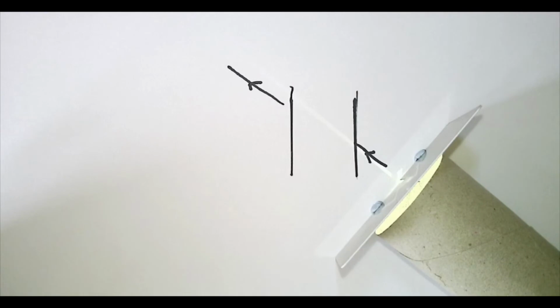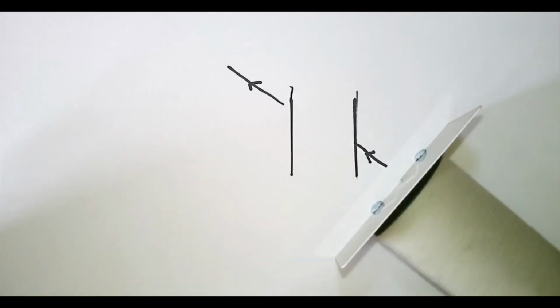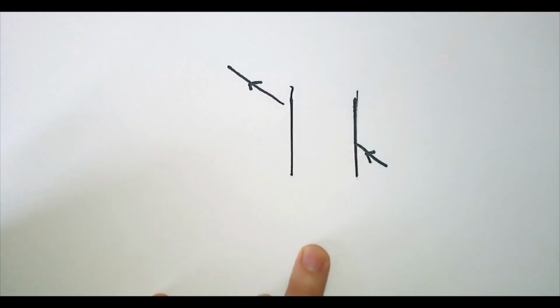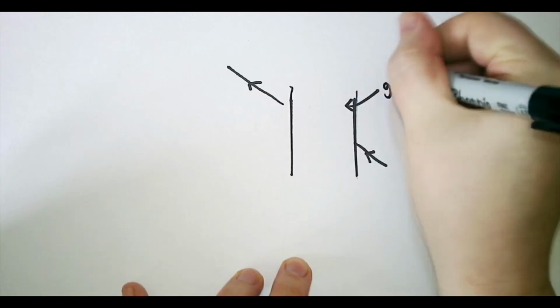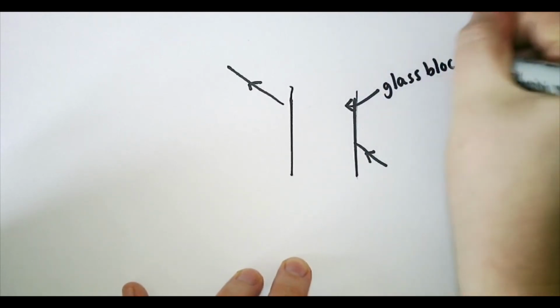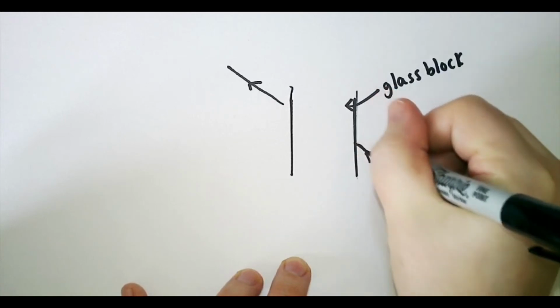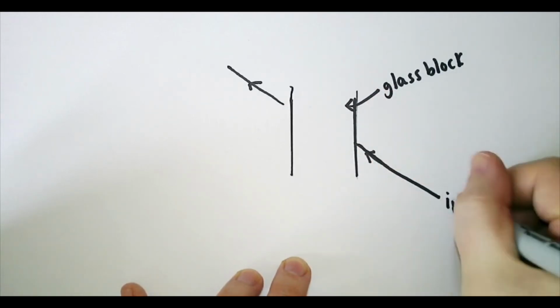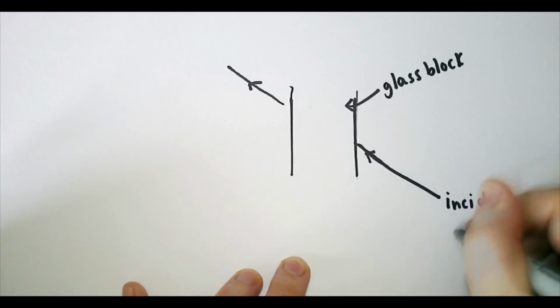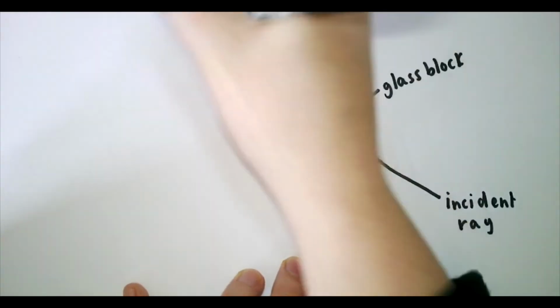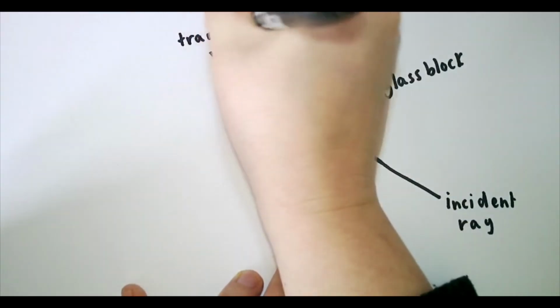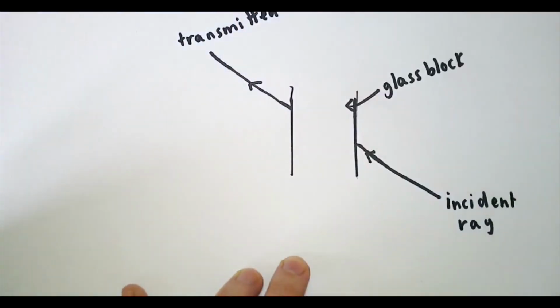Okay, just going to get rid of the ray box so that we can actually start measuring these angles, because that's the important stuff. This is what you're going to have to do in your GCSEs. This is the way that these questions are going to be laid out. So, just so we can remind ourselves, that's our glass block. This is our incident ray. And this is our transmitted ray. Okay, and that's the important stuff there.